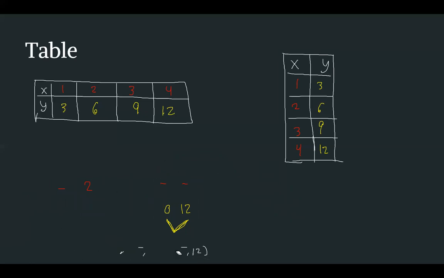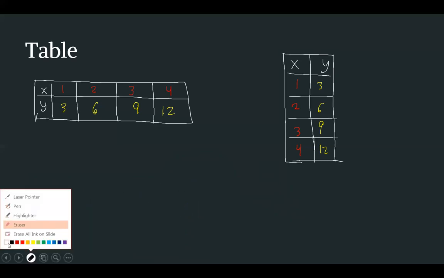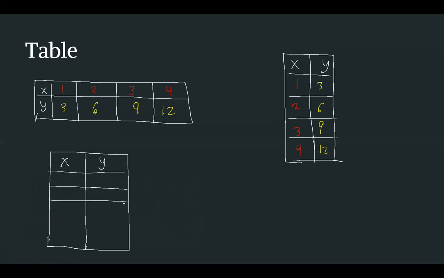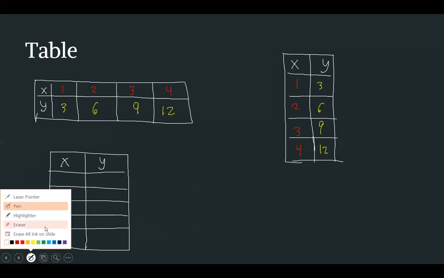Hold on, let me erase this one. So let's just say I have a vertically oriented table. So this is X, and then we have Y here. So this is 1, 2, 3, 4. And I think we can stop here. That would be the fifth row, I mean, sixth row if you're going to include X and Y.